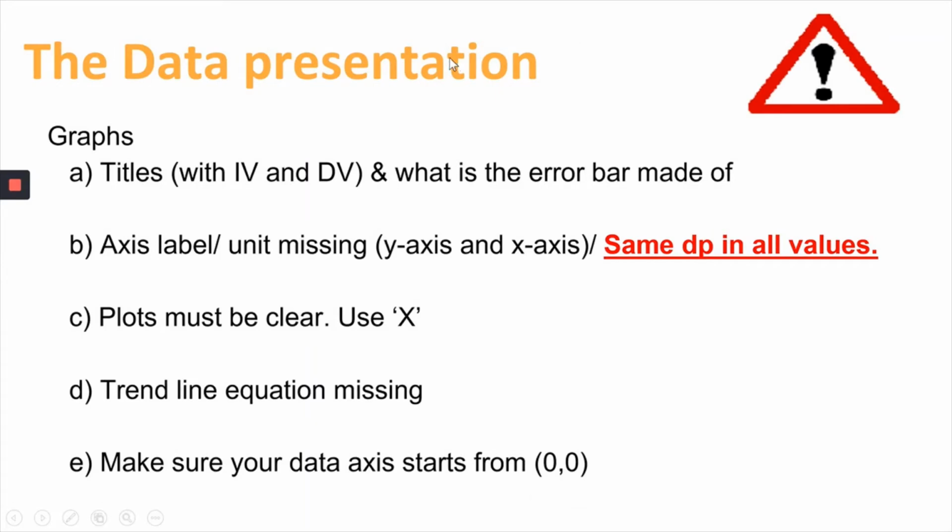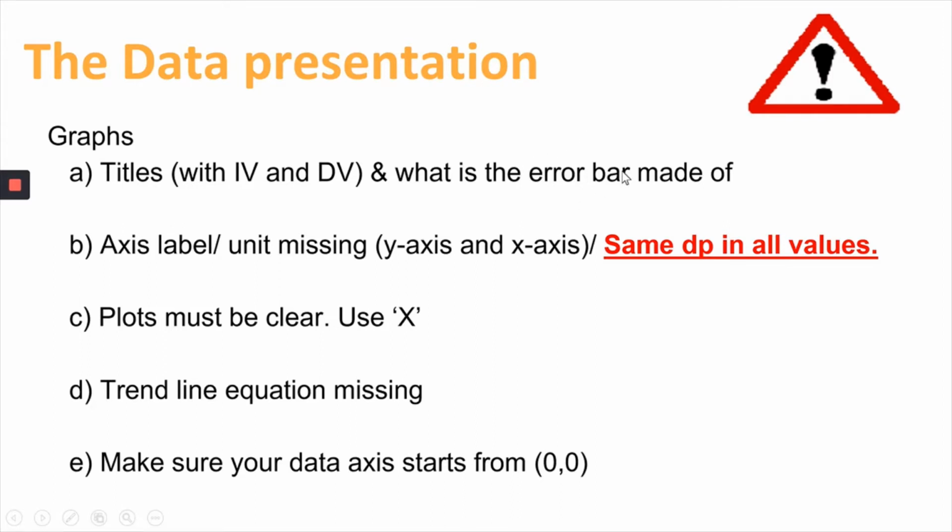Again, in the analysis part, it's important to present your data in a useful manner. A few things to remind you. In your graph, you should include the following. First, the title. One problem is that a lot of students write a very vague title. When you write your title, you should include the IV and DV in your title. And one more extra part is to mention what the error bar is made of.